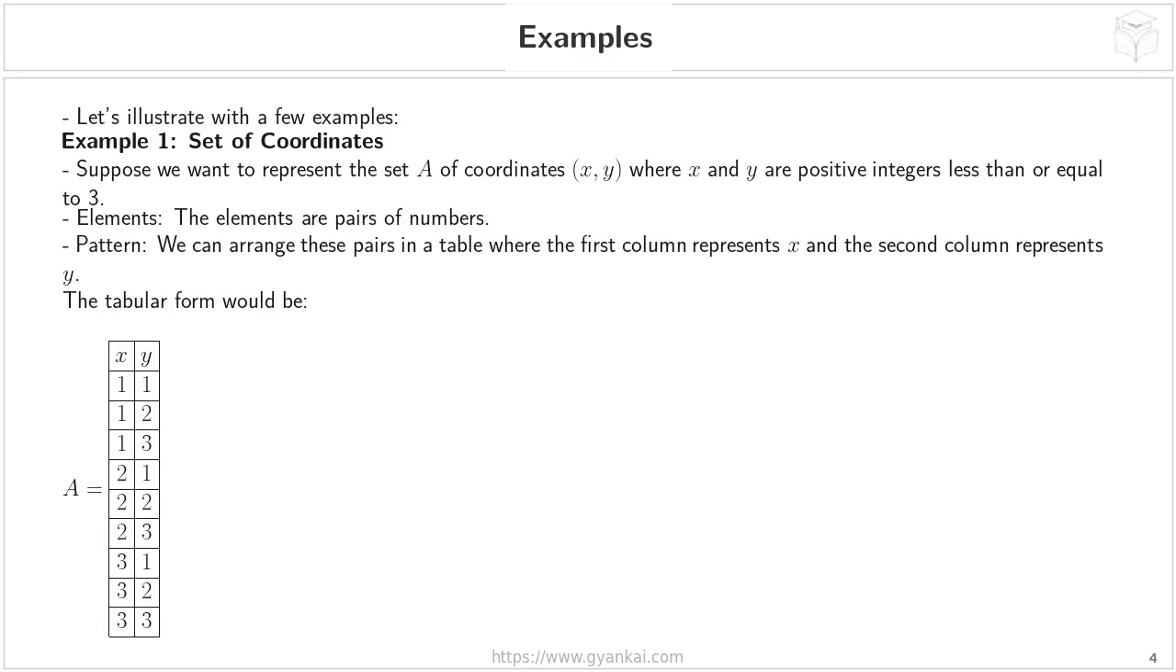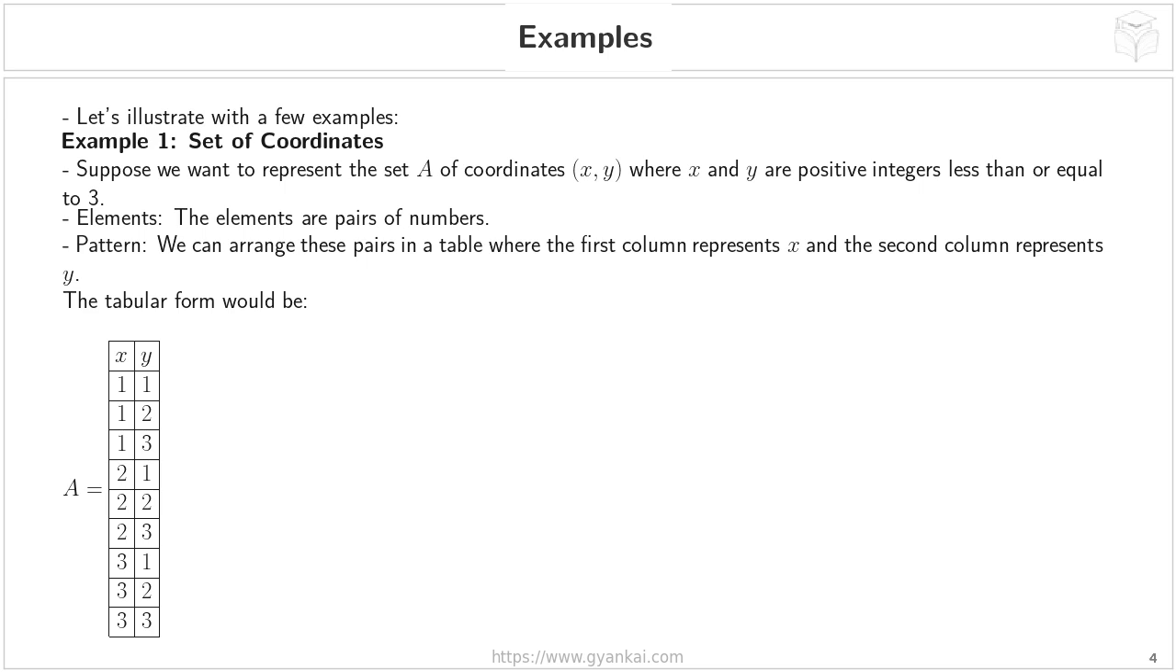And here's what the tabular form looks like. It shows A equals an array. Inside the array, you'll see two columns. The first column has x at the top, and the second has y at the top. Then we systematically list all the possible combinations. We start with x equals 1, and then y takes on the values 1, 2, and 3, giving us the pairs (1,1), (1,2), and (1,3). Then we move on to x equals 2, and again y cycles through 1, 2, and 3, giving us (2,1), (2,2), and (2,3). Finally, when x equals 3, y goes through 1, 2, and 3, resulting in (3,1), (3,2), and (3,3). So this table gives us a clear, organized view of all the coordinate pairs that belong to set A.